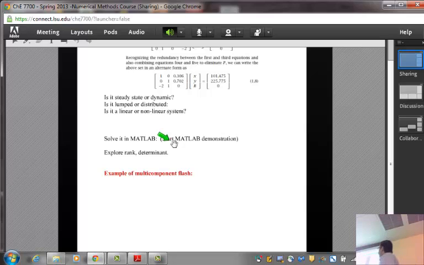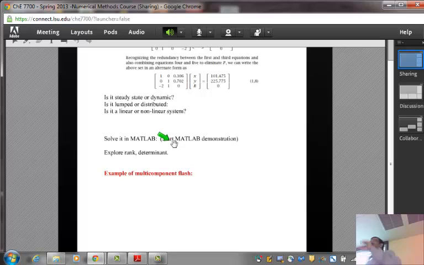So is it steady or dynamic? There is no time dependence, right? There are 4 variables we identified, x, y, p, and r. None of them depend on time, so it's a steady state. Is it lumped or distributed? Lumped, because there is no spatial variation. Is it linear or non-linear? It is linear. The reason is that this matrix's coefficients are all constants.